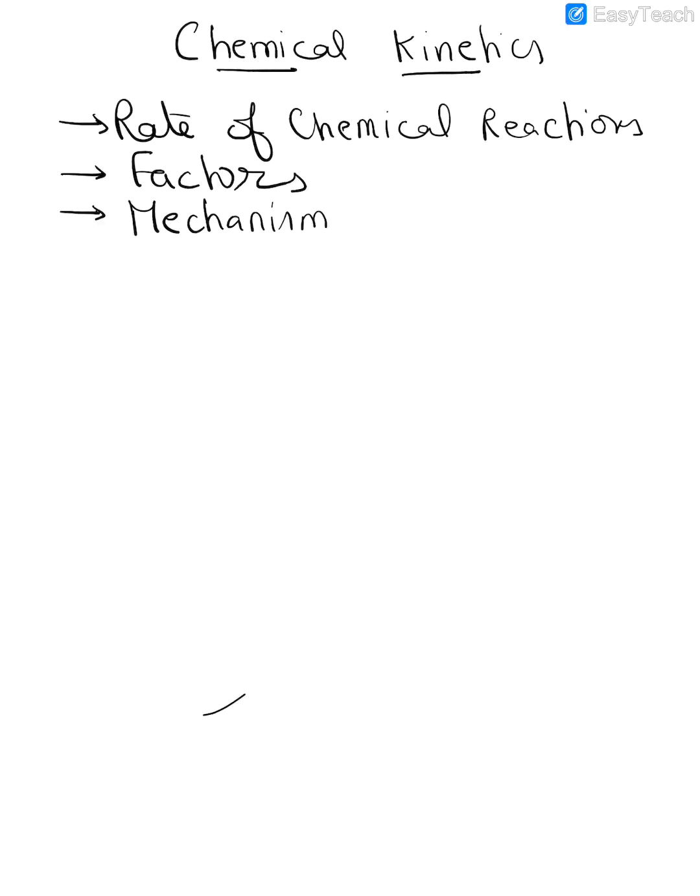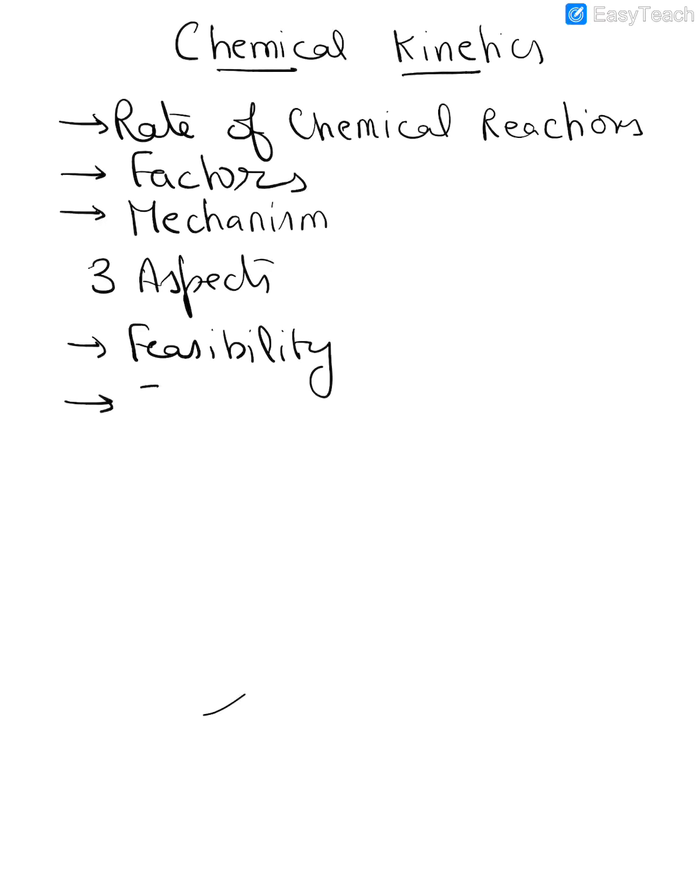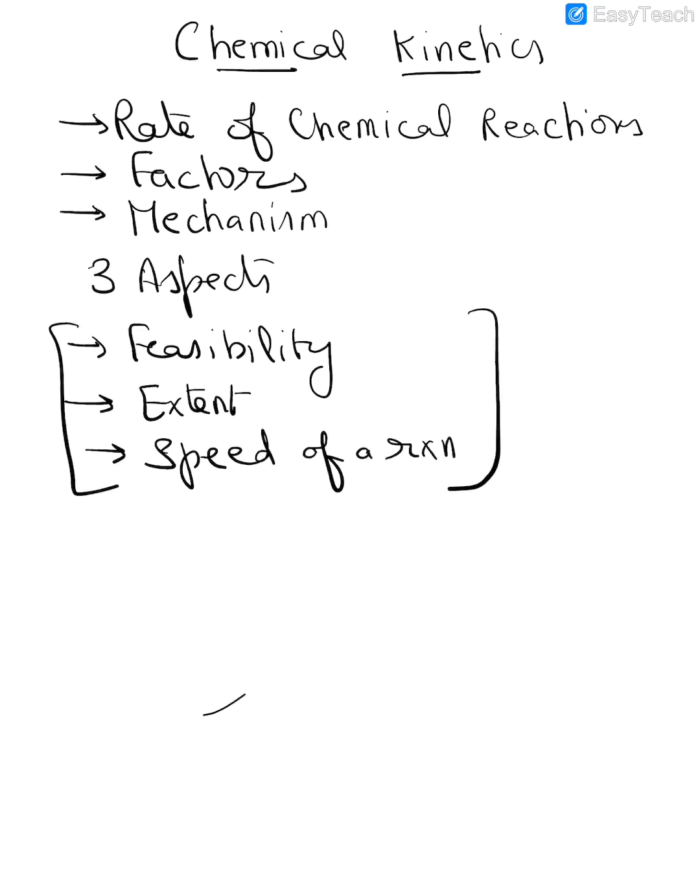Now, for any particular reaction, 3 aspects are always important. Number 1, feasibility of a reaction. Number 2, extent to which a reaction proceeds. Number 3, speed of a reaction. Now, out of these 3 aspects, thermodynamics tells us about feasibility of any particular reaction, whereas chemical kinetics tells us about rate of a particular reaction.